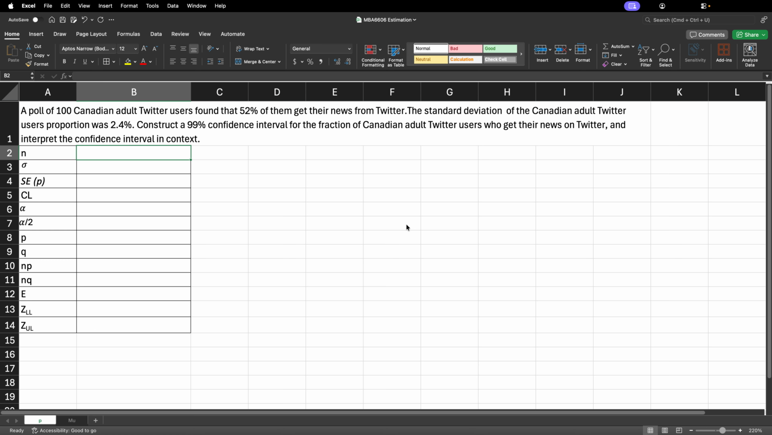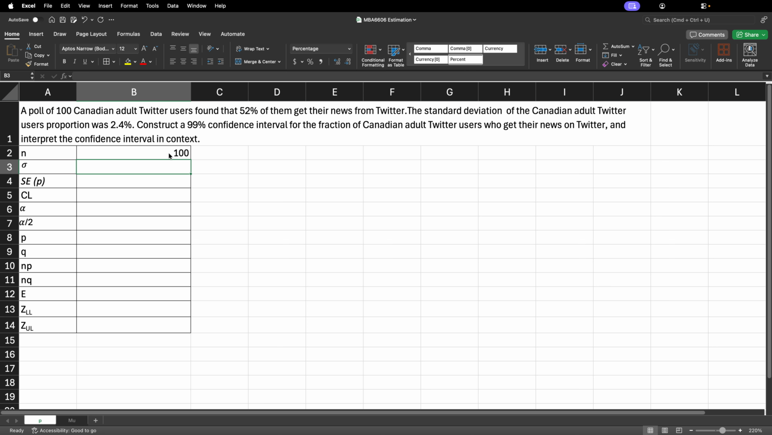The standard deviation of the Canadian adult Twitter users proportion was 2.4%. We want to construct a 99% confidence interval for the fraction of Canadian adult Twitter users who get their news on Twitter and interpret the confidence interval in context. So what is the sample size here? The sample size here is 100.